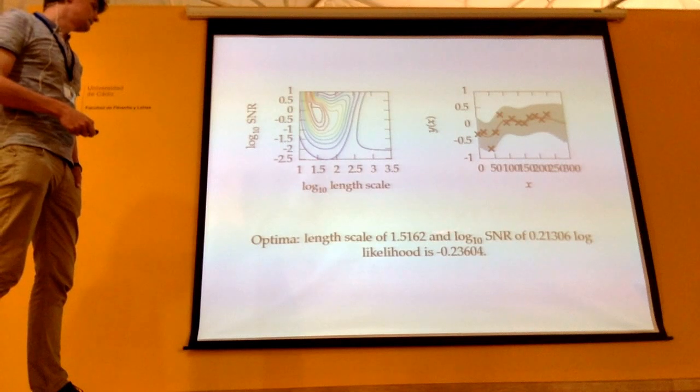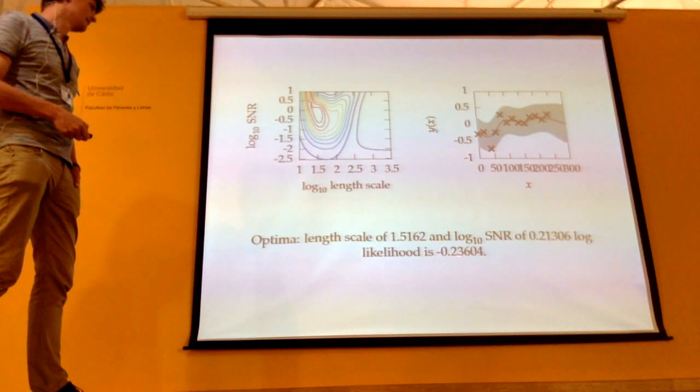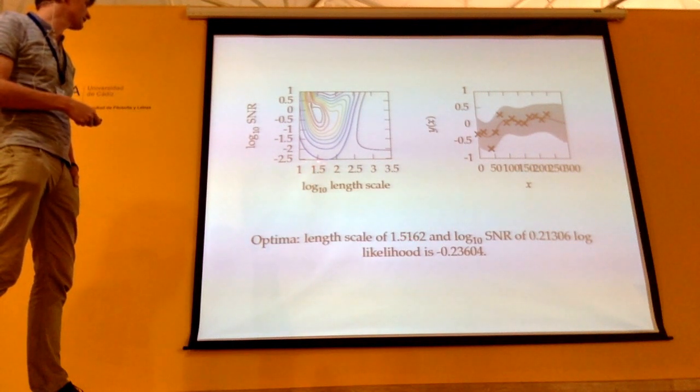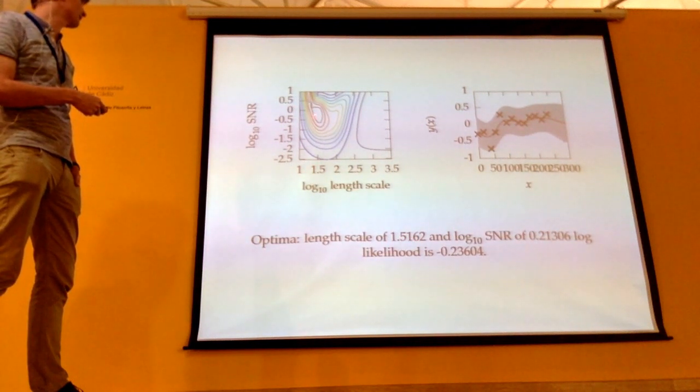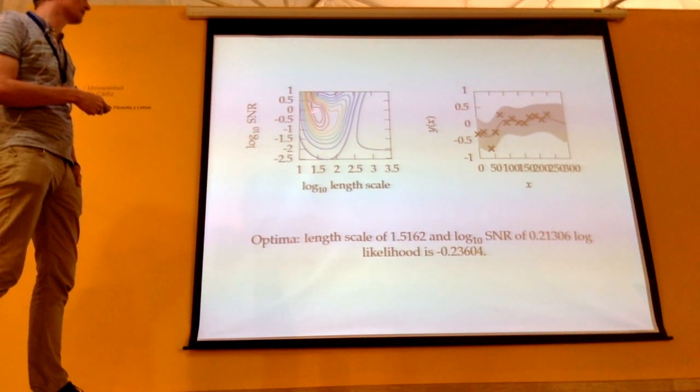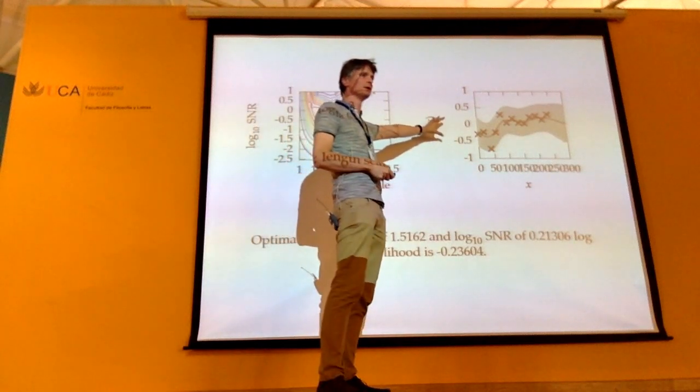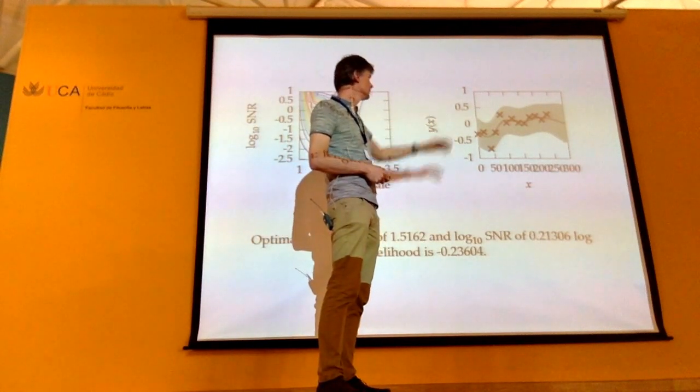This one here is a length scale of 1.52, so this is here, and then signal to noise of 0.21. So it's around about here somewhere. So it seems to be this minima associated here. So this one is saying, oh look, a lot of it's noise, but there's some signal there.